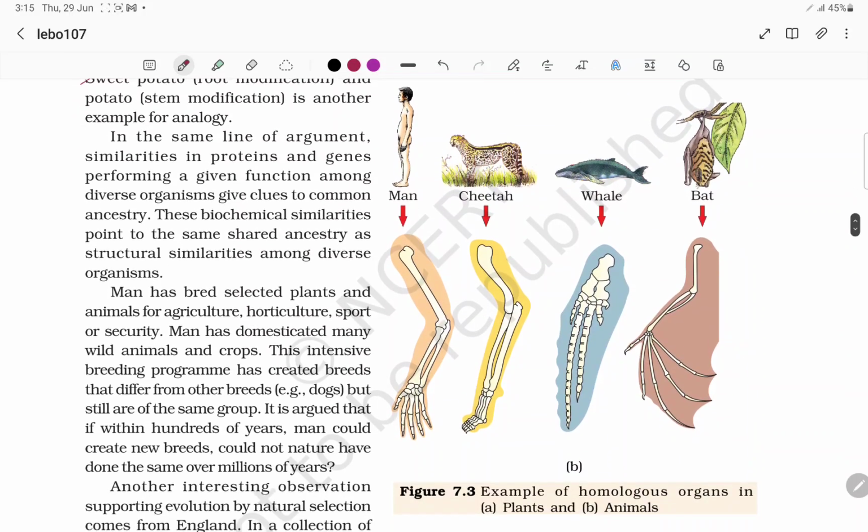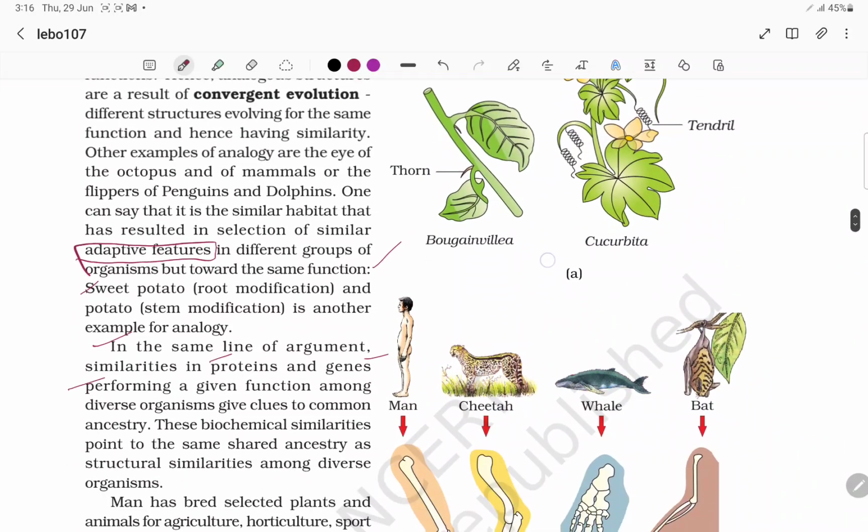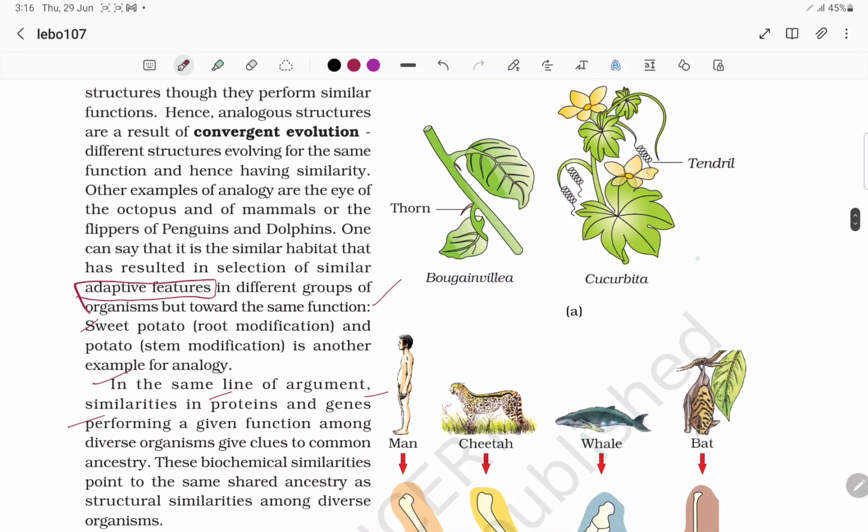At the same time, you can see the line of argument: similarity in proteins and genes performing a given function among different organisms gives a common clue of ancestry. So these biochemical similarities point to shared ancestry, just like the structural similarity among different organisms. Man has bred selected plants and animals for agriculture, horticulture, sport and security. If you can see here, this is the example for homologous.